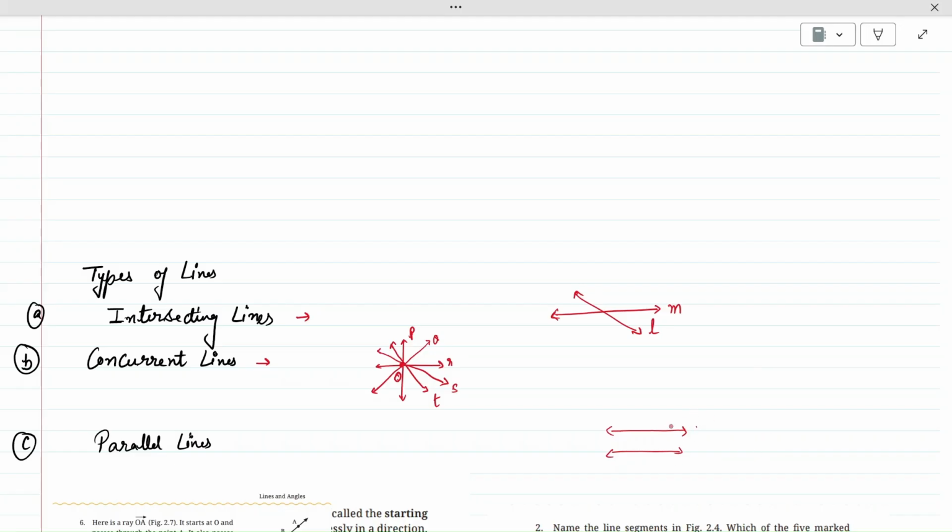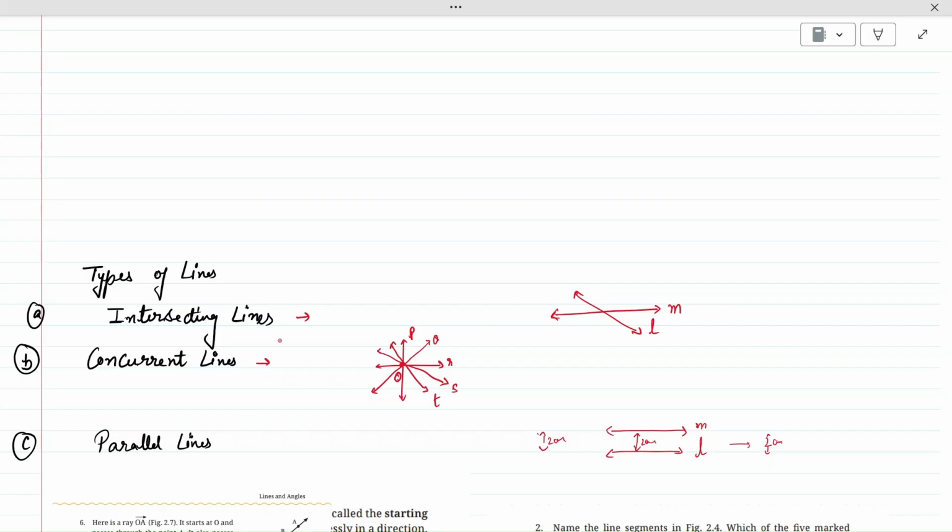Here these two, I am naming them M and L, let's say. Here M and L are the parallel lines. They will always have equal distance. If it is 2 centimeter here, also if we extend, it will be 2 centimeter difference between them. Here also. So they will never meet. They will always run in parallel with each other. So these were the types of lines we learned.